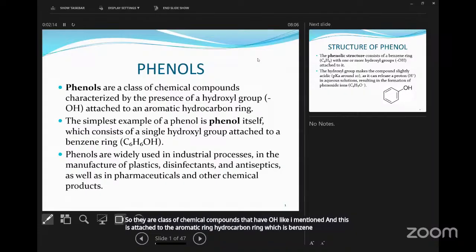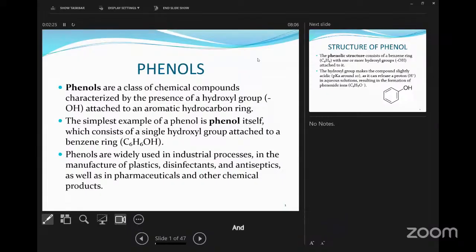And so that is phenol. So the molecular formula is actually C6H6OH. And they are widely used in industrial processes and the manufacture of so many useful products that we use at home every day, like plastics, disinfectants, antiseptics, and some pharmaceuticals and other products.